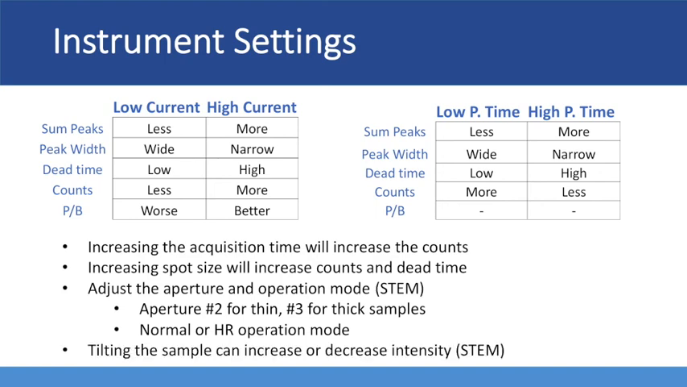Lastly, in the STEM, you can tilt the sample slightly towards the EDS detector to potentially increase the signal intensity from the sample. But this should be done with great caution, for depending on the variability of the thickness and the sample location on the grid, this could also do the exact opposite and decrease the intensity of the signal.